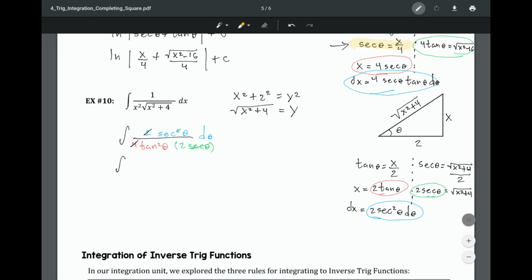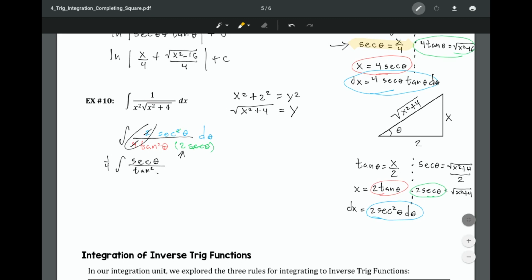Oh, and I just realized I have another 2 here. So this is going to be a 1/2 here times this 2 right here is going to make that a 1/4, which I'm going to put out here. So now on the top, I end up with secant. And on the bottom, I ended up with tangent squared.